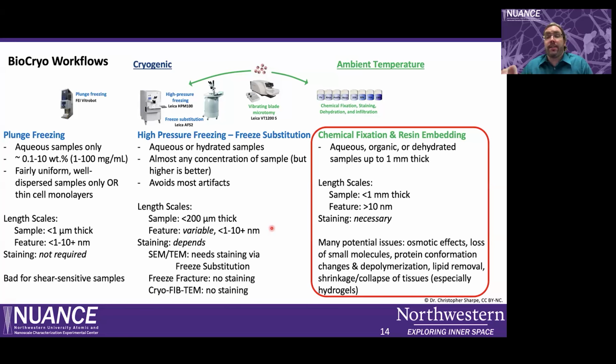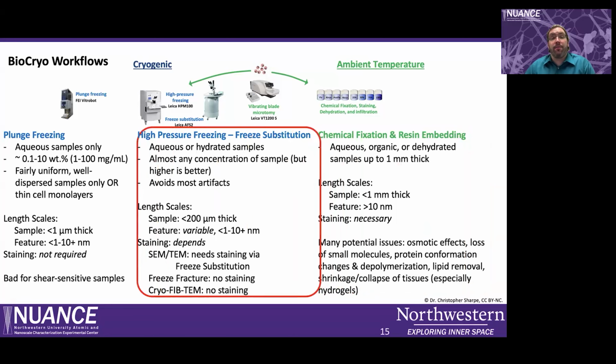So if you are getting excessive metal staining, or you're getting a little bit too much washing out of lipids or a small molecule you want to preserve, we can work on shorter washes and having smaller samples to make sure that you're still getting proper infiltration. But probably what's going to be necessary is high pressure freezing freeze substitution.